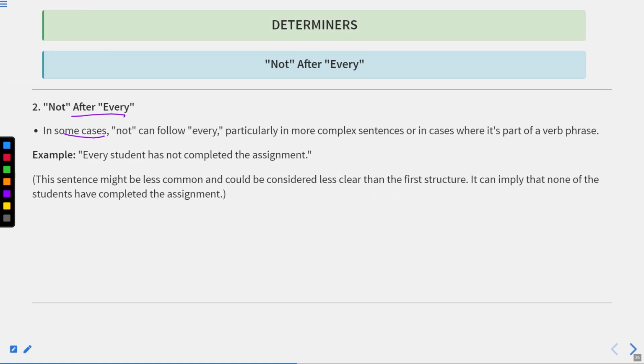Not after every. In some cases, not can follow every, particularly in more complex sentences or in cases where it is a part of a verb phrase. Every student has not completed the assignment. Here, we can write the sentence like this as well. The sentence might be less common and could be considered less clear than the first structure. It can imply that none of these students have completed the assignment.